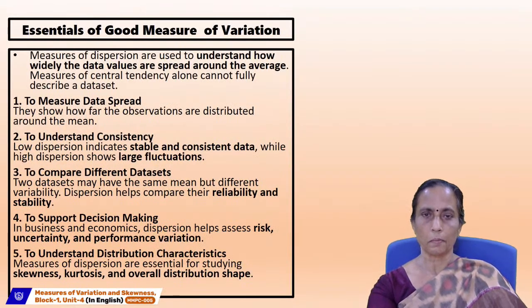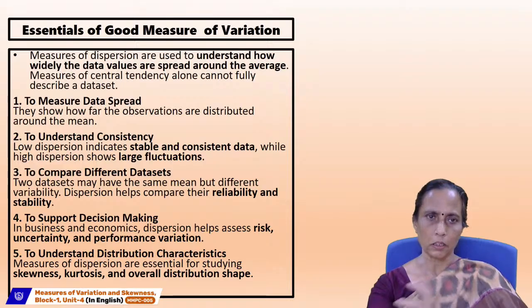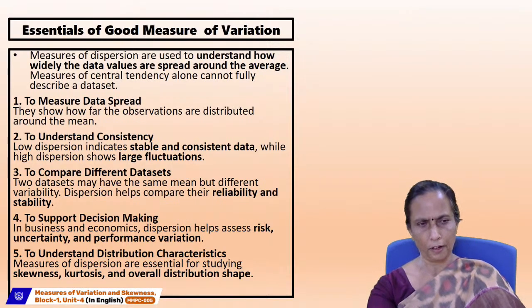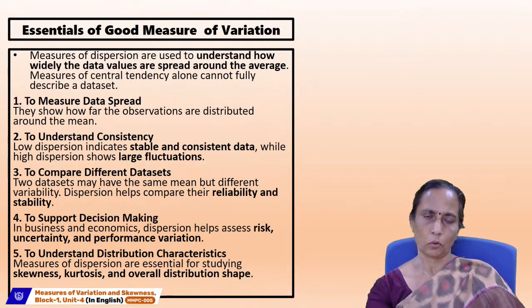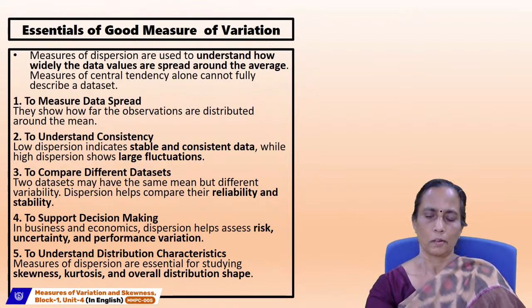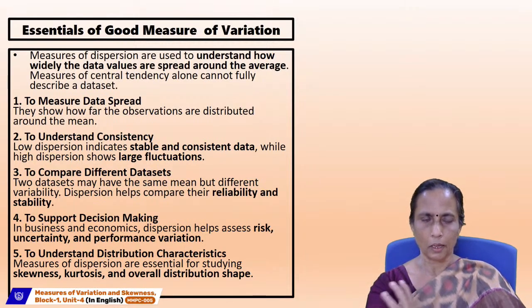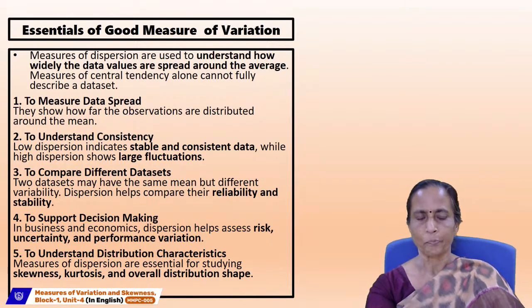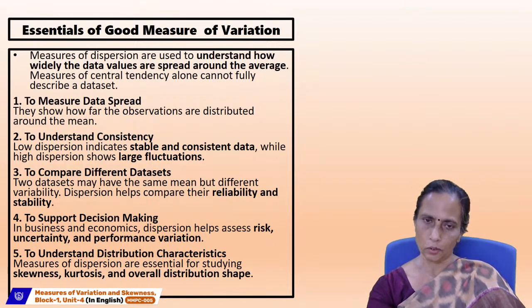So your essentials of good measures of variation: the measures of dispersion are used to understand how widely the data values are spread around the average. The measures of central tendency alone cannot fully describe a data set. So to describe a data set fully, we need more measures, and one of them is variation. To measure the data spread, a good measure of variation should show how far the observations are distributed around the mean.